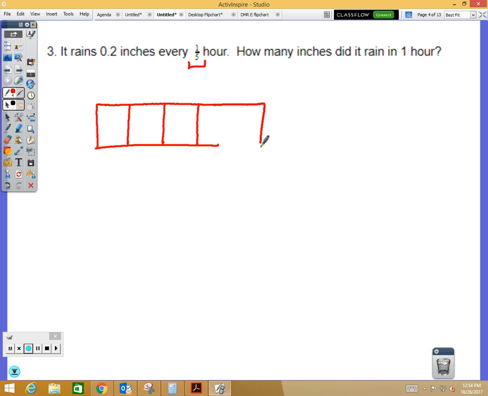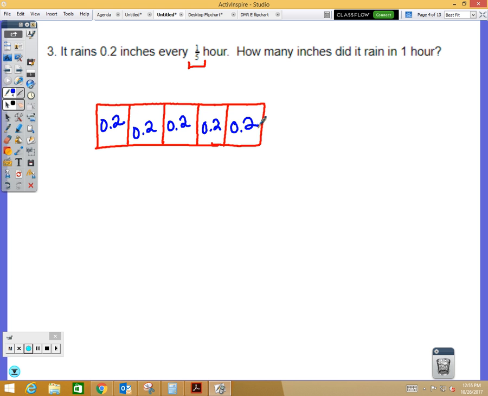Do your pictures need to be beautiful and perfect? No. Your picture does not need to be beautiful and perfect, okay? We're going to attempt to have 5 pieces. Technically, they should all be the same size, but you can see mine are not all the same size exactly. It's okay. The biggest thing is that I am showing 1/5, okay? And to get 1 whole hour, I would need 5 1/5 pieces. So in each one of these things, I have 0.2 inches. That's how much it rained every 1/5 hour.